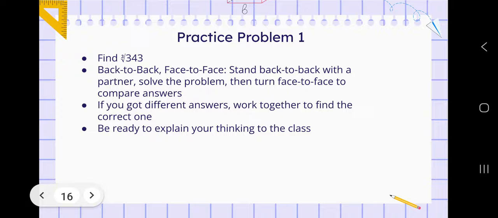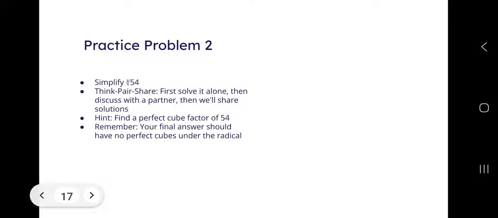If you got 7 as your answer, then you are correct. Practice problem 2. Simplify the cube root of 54. Think, pair, share. First, solve it alone, then discuss with a partner, then we will share solutions. Hint, find the perfect cube factor of 54. Remember, your final answer should have no perfect cubes under the radical. I'm gonna pause for 20 seconds. You can pause the recording. 3, 2, 1, go.